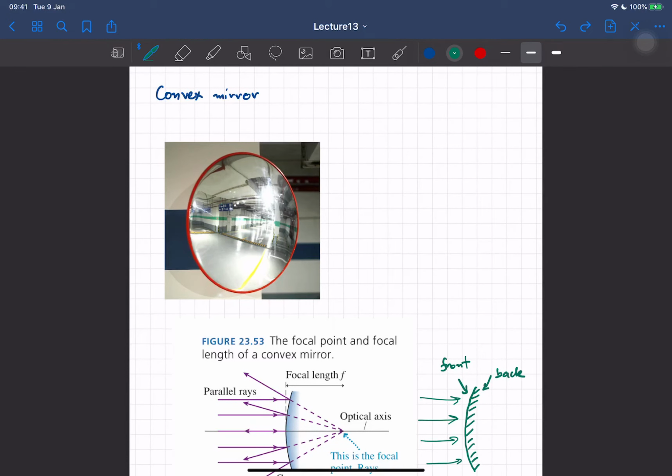Before I start talking about the ray tracing for a convex mirror, let me mention one important thing: sometimes you're going to hear the word spherical mirror.